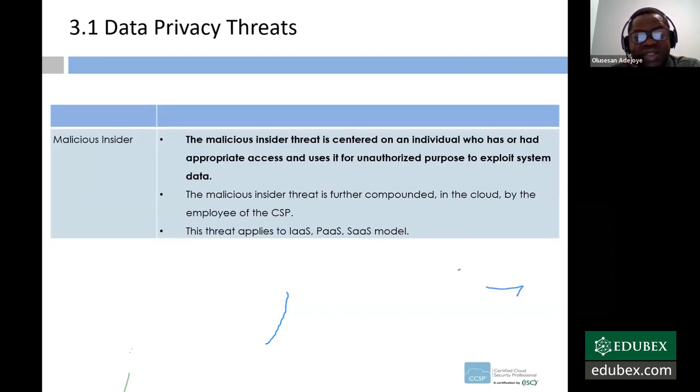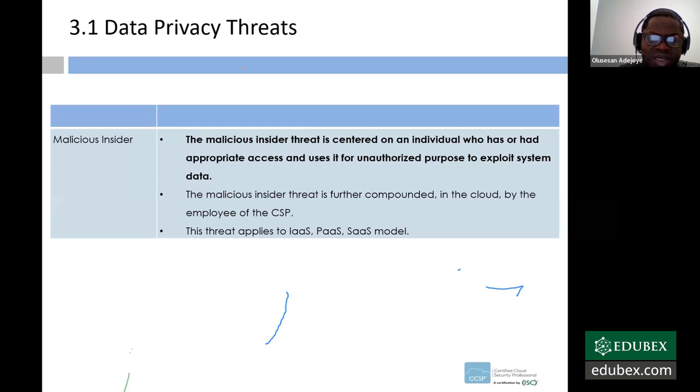Then you have the malicious insider. The malicious insider is of great concern in a cloud environment, especially when this malicious insider is an employee of the cloud service provider. You remember I told you that the cloud service provider's function is to protect the underlying infrastructure. So if you have a disgruntled employee of the cloud service provider, and this person has unauthorized access to most of the resources there, then it becomes a big concern. And this cuts across whether infrastructure as a service, platform as a service, or software as a service model.